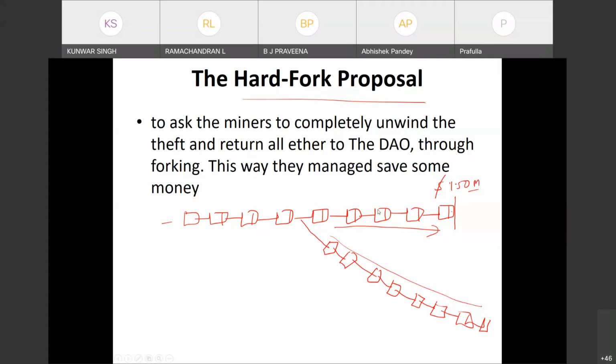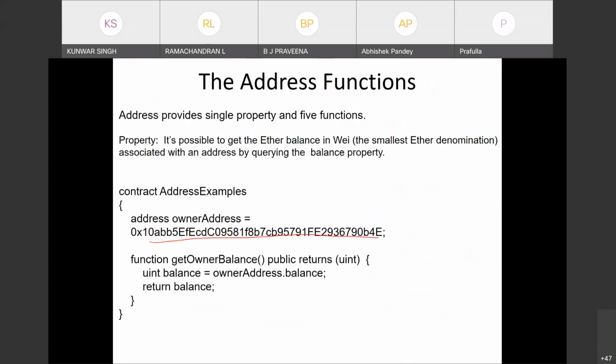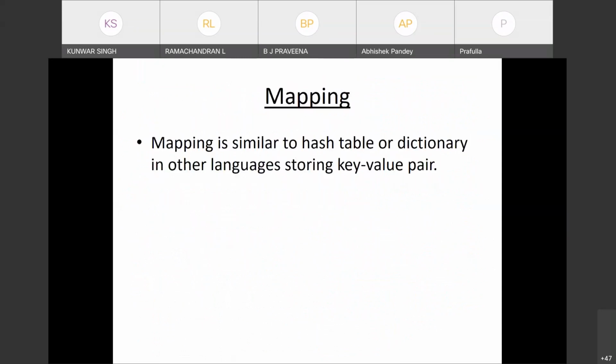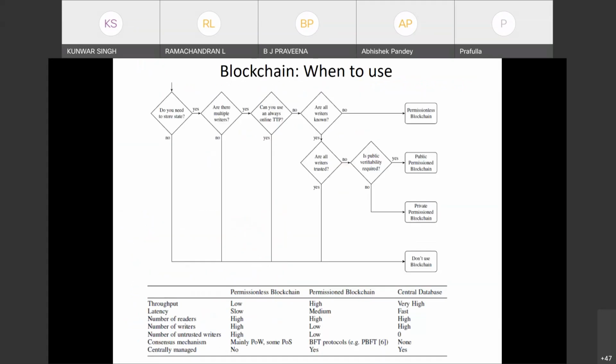Sir, I'm Ramchandran again. In the first slide, with respect to blockchain, when to use, you were talking about permissionless blockchain and permissioned blockchain. What is the basic difference between permissionless and permissioned blockchain? I was a bit late, so I don't know. Okay, so permissionless blockchain and permissioned blockchain.